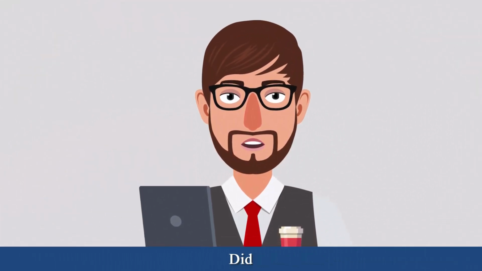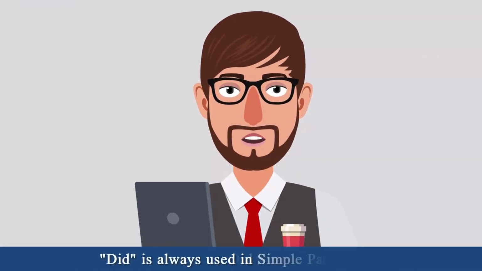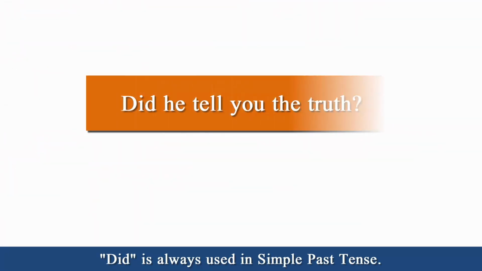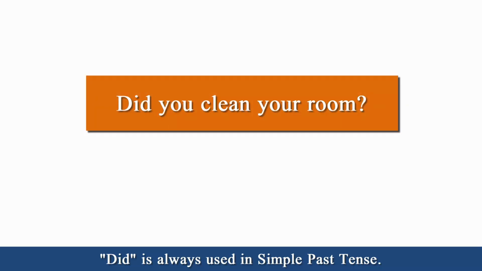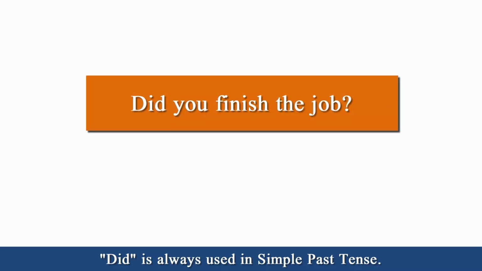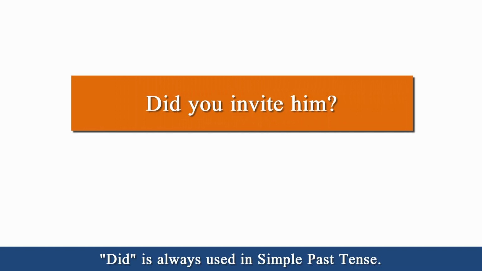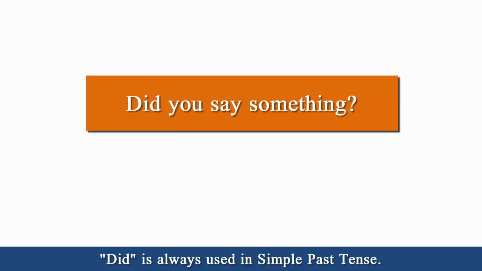Did. Now we will learn how to use did. Did is always used in simple past tense. Did he tell you the truth? Did you clean your room? Did you finish the job? Did you invite him? Did you say something?